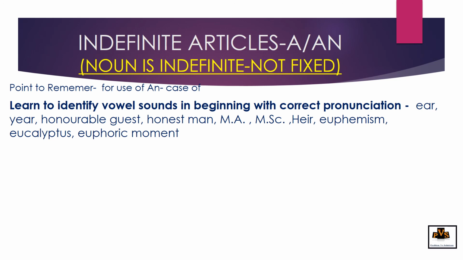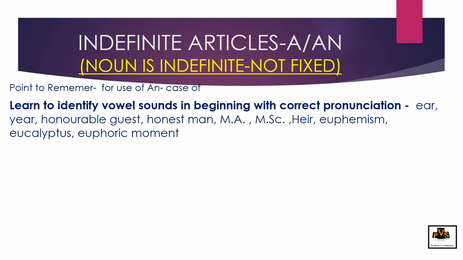H-E-I-R. H is silent. We pronounce this word as air. It begins with A sound, so that is why it also begins with a vowel sound. E-U-P-H-E-M-I-S-M. The first letter is E, but we pronounce it as euphemism. It begins with a U sound, year. So it is not a vowel sound.